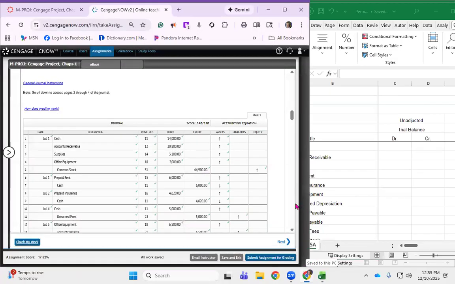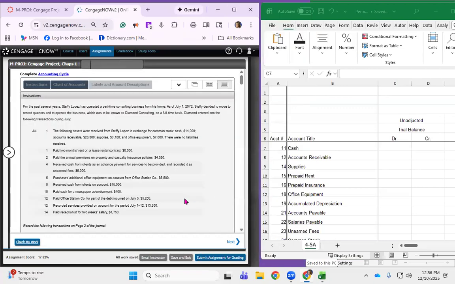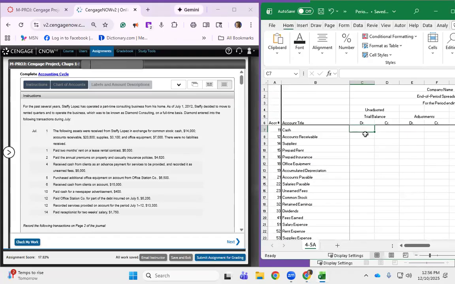Okay, so we have to be very careful here. This is where keying tends to cause problems. We want to key in to this spreadsheet. Now, you can print this spreadsheet and write them in if you want to. Okay, if you want to, you can do that. But I'm going to use the power of Excel to help me out here.